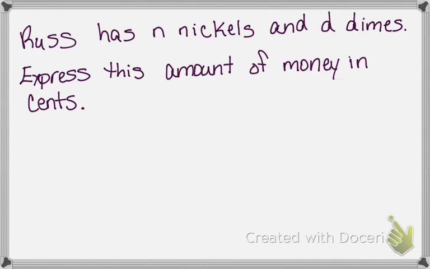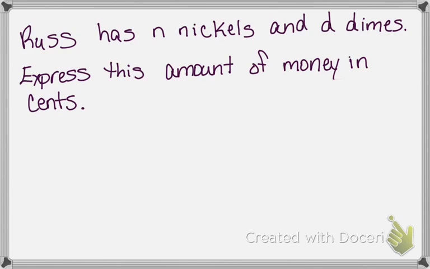Russ. Russ has some nickels, and he also has some dimes. We are not trying to figure out how much money Russ has. Okay? We are writing an expression to illustrate it. That's all we're doing. Russ has N nickels and D dimes. Now, let's talk about his nickels.